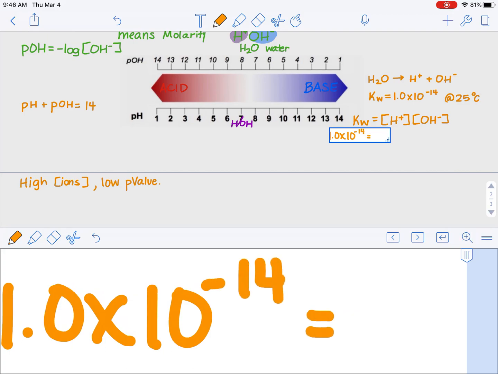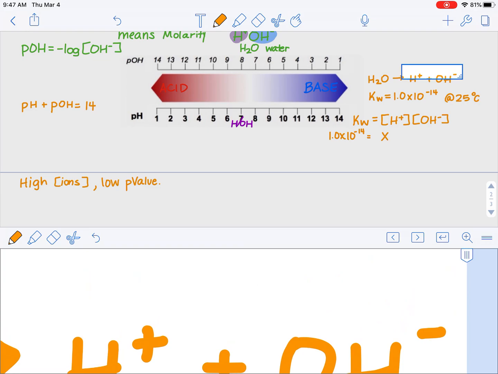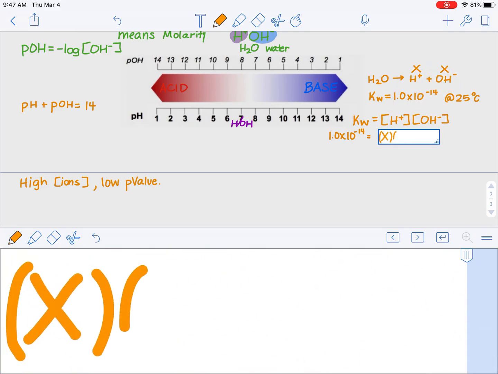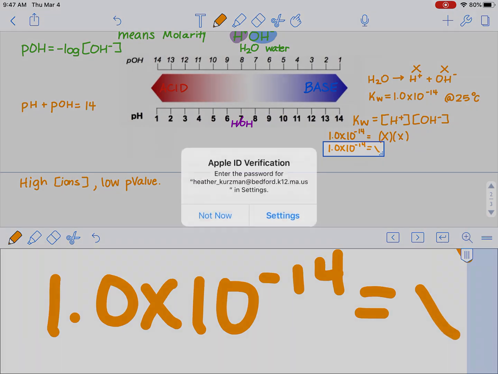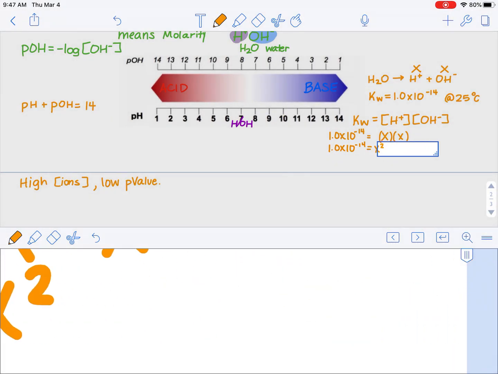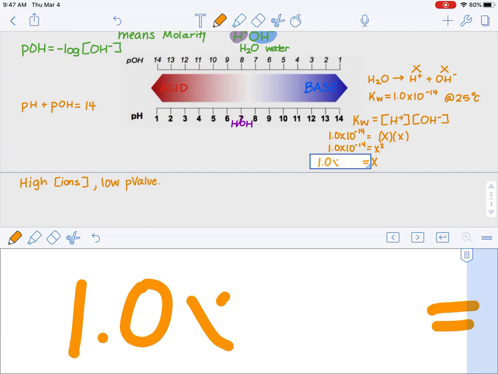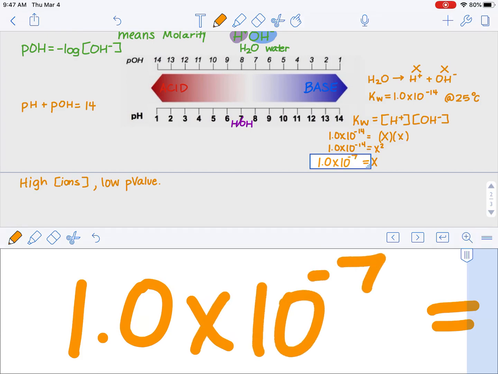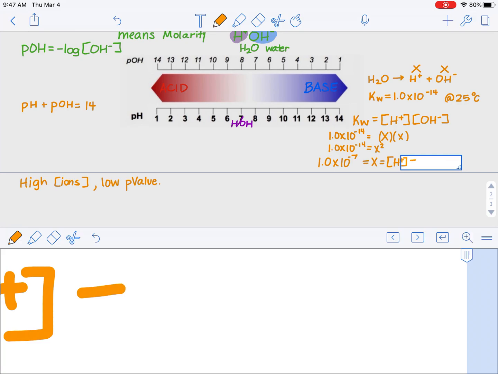Let's do a little algebra. This Kw is a constant. It's 1.0 times 10 to the negative 14th, again, no unit. What I want to do now is figure out the concentration of the ions. If I use x as my variable, and I don't know how many hydrogen ions there are, I'm able to use the same variable for the hydroxide ions because they're in a one-to-one stoichiometric relationship. Another way to write that is 1.0 times 10 to the negative 14th is equal to x squared. To solve for x, I take the square root of both sides, and I come up with 1.0 times 10 to the negative 7th.